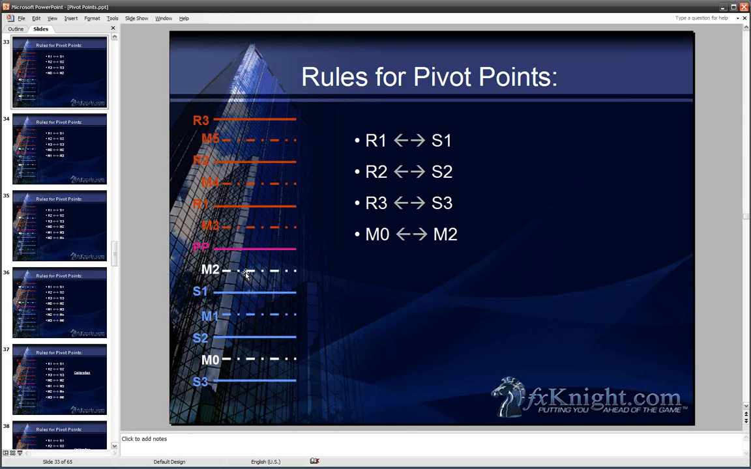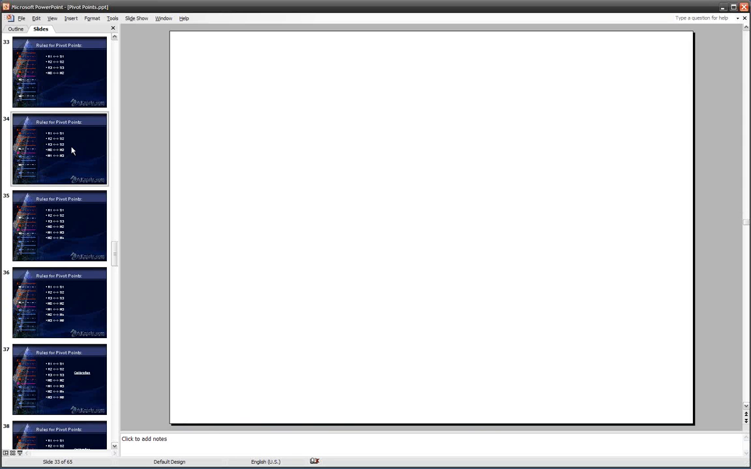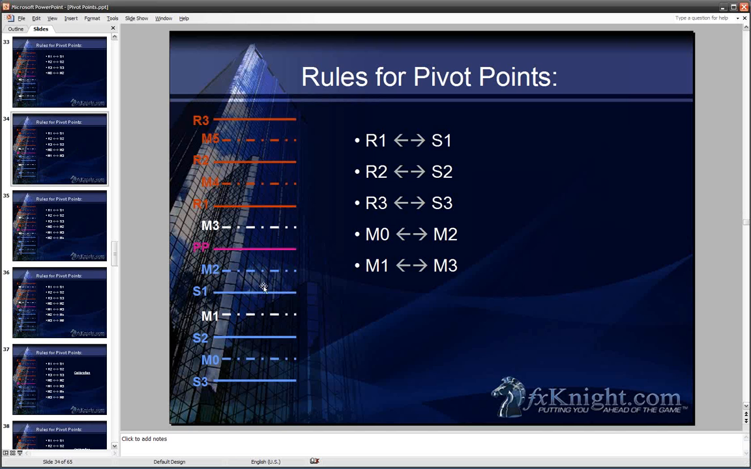If your bounce is at M2, you skip M1, go to M0. Okay? If your bounce is at M1 as support, you skip M2, you go to M3. If your bounce is at M3, you skip M2, go down to M1. M2 to M4, M4 to M2. M3 to M5, M5 to M3. Okay? Those are all the situations you're likely to encounter.